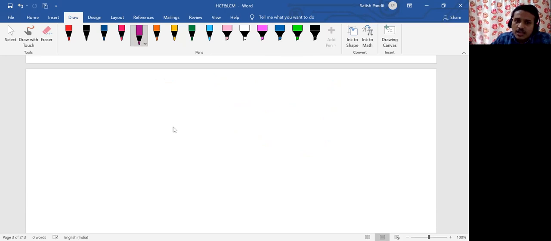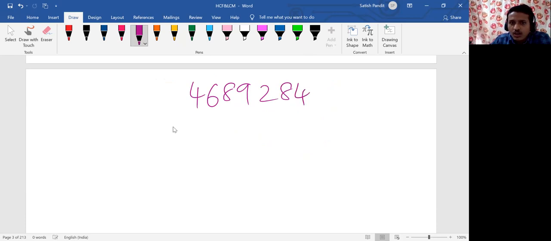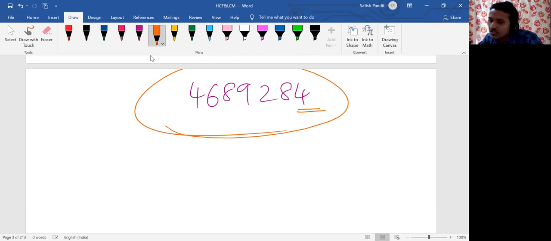Let us see another example. Suppose you have 4, 6, 8, 9, 2, 8, 4. This number is also divisible by 2 because we have 4 in the units place, which is divisible by 2. So this whole number is divisible by 2.